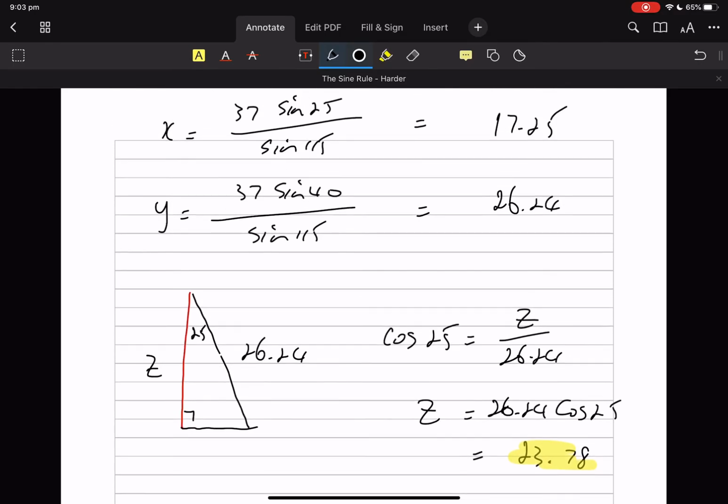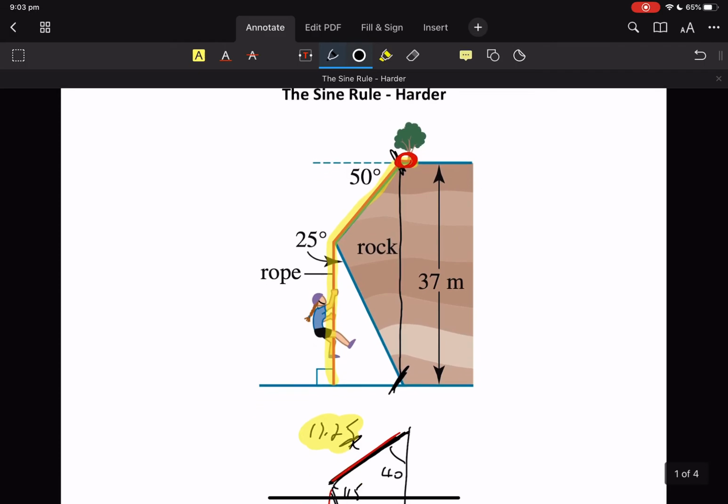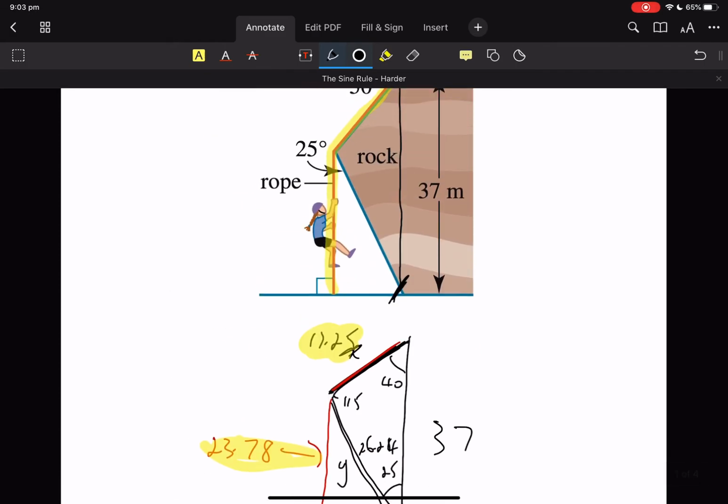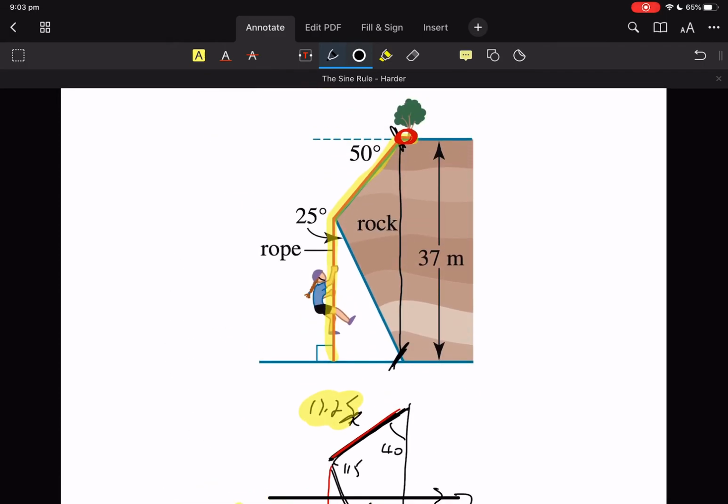That's a nice C-level question for you. Yeah, I think that's a C-level question because there's nothing hard about that. Get into them because they get harder when we get to the next rule.